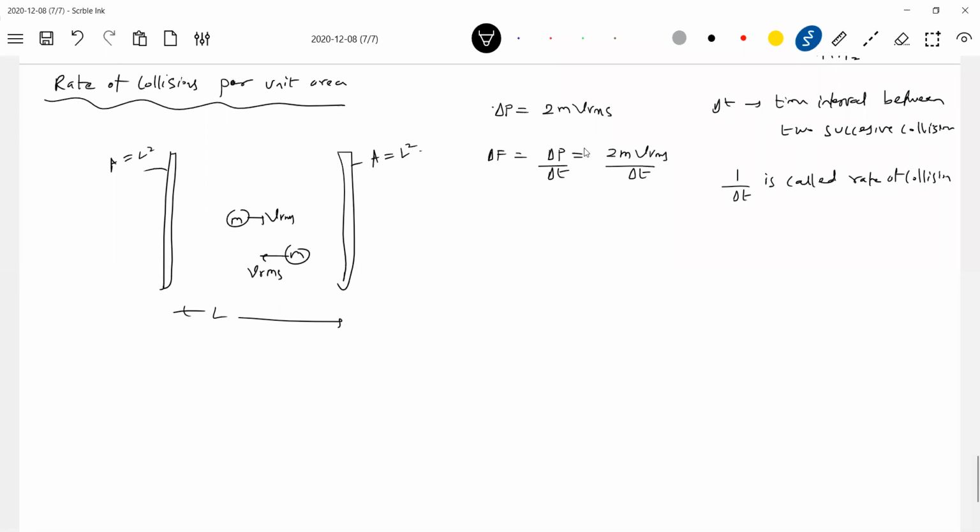I'll call this F dash, the frequency of collision. How many collisions per second? This F dash is what I'm interested in. Before this, let me derive delta T. Delta T is 2m VRMS by delta F. Now the rate of collision is needed, so this should be 1 by delta T.